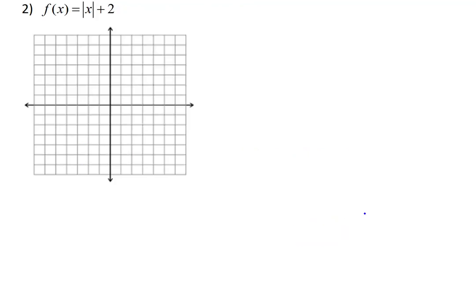Let's try another example. The second one this time has a function of y, or f of x, equals the absolute value of x plus 2. Let's go ahead and list each part of this. The parent function would be f of x or y. Remember, y equals f of x, so you could replace those interchangeably. But we'll say f of x equals absolute value of x. You might recall that's one of our parent functions.